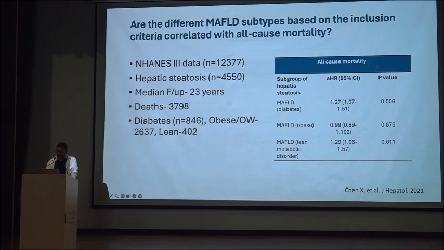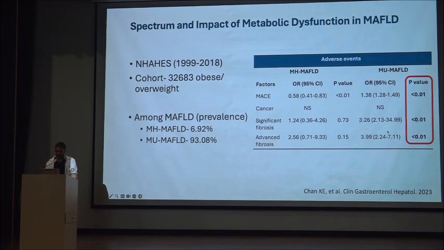And what they found is that all-cause mortality was higher compared to the reference population in those MAFLD who have diabetes or those who are lean but with metabolic disorder. And the obese MAFLD, they had no difference as far as the mortality is concerned compared to the reference population. So they further divided the MAFLD spectrum into healthy MAFLD and non-healthy MAFLD. Among the overall obese of 32,000 patients, the prevalence of healthy MAFLD among those who have fat in liver was 6.9%, and unhealthy MAFLD was up to 93%.